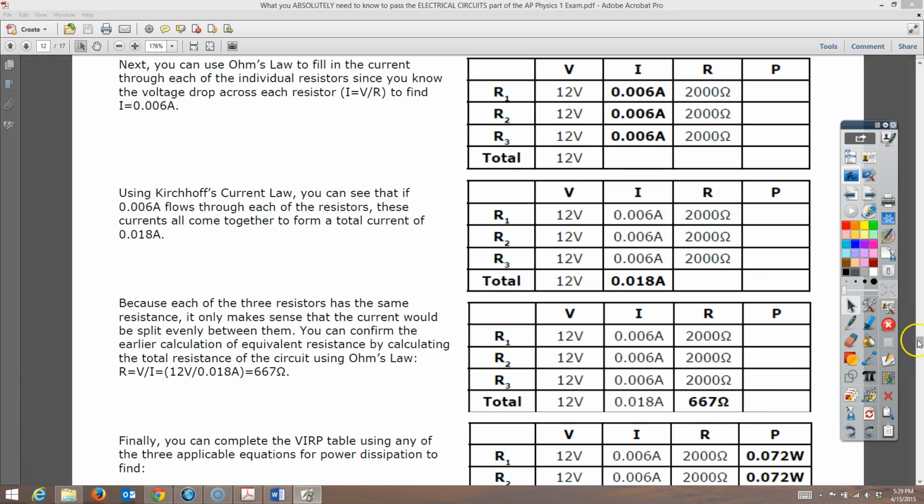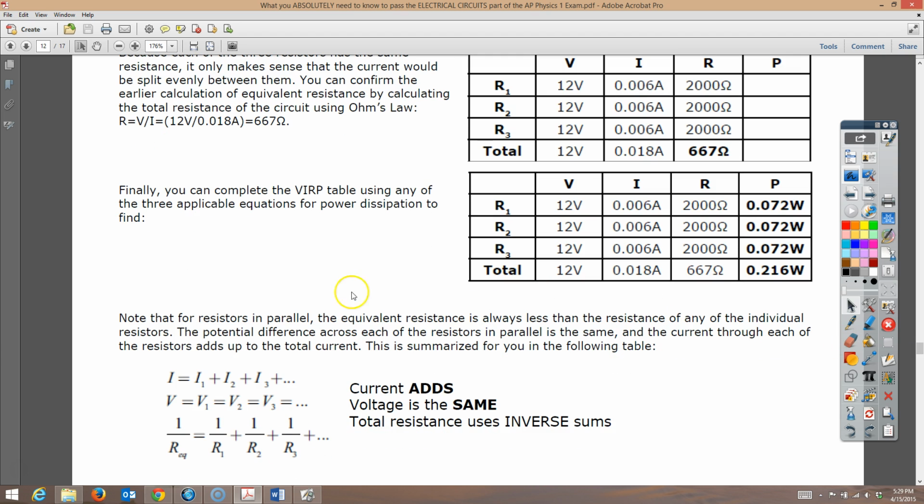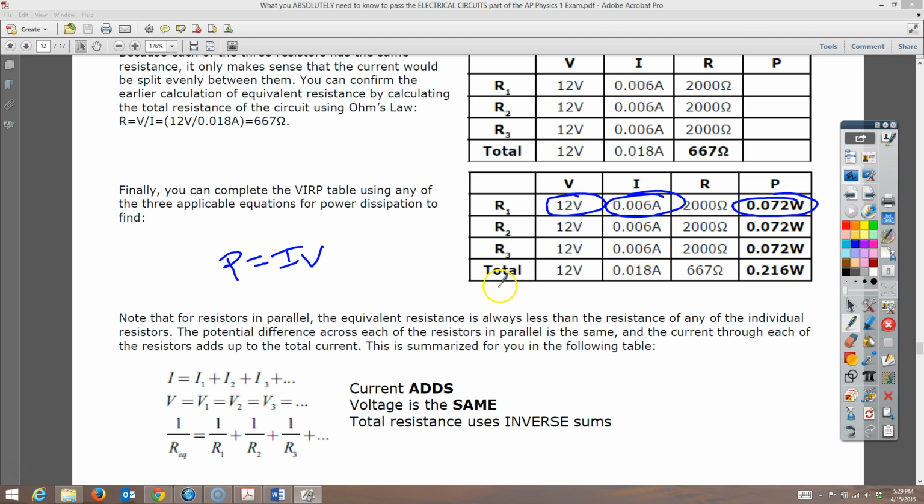Finally, we can find power the same way we found it before, where power is equal to I times V. If I multiply V times I, I get 0.072. Be careful because the last power is not the same. It is the sum of all these, or you can multiply the V times the I for the whole thing and you get 0.216.